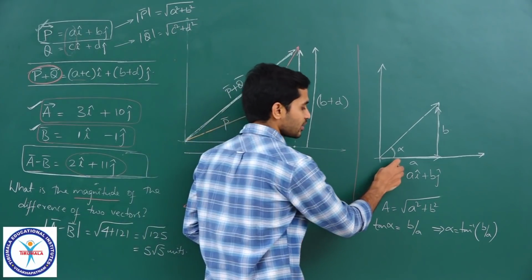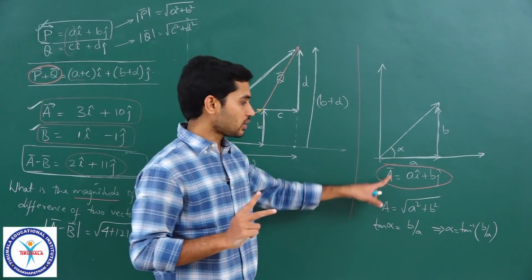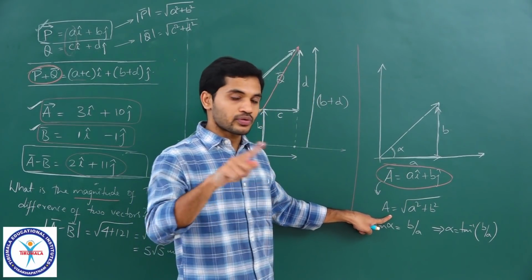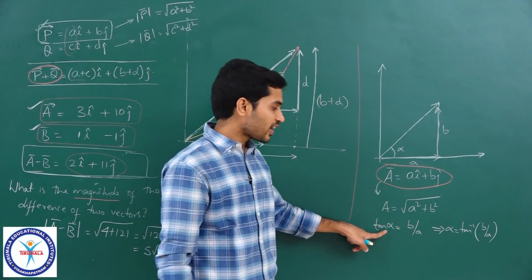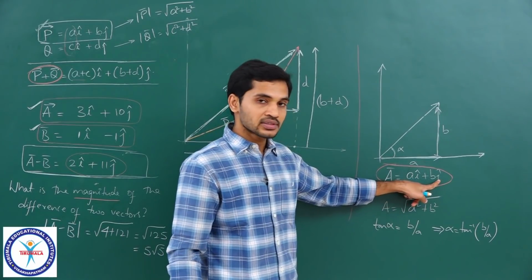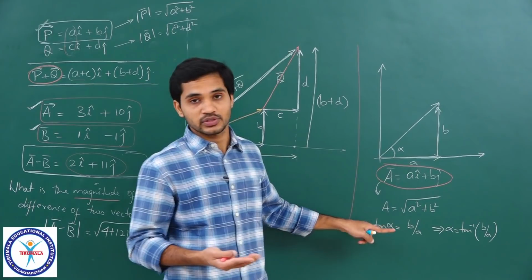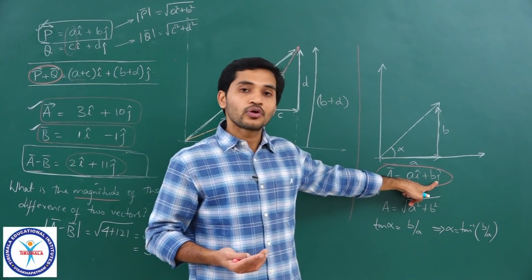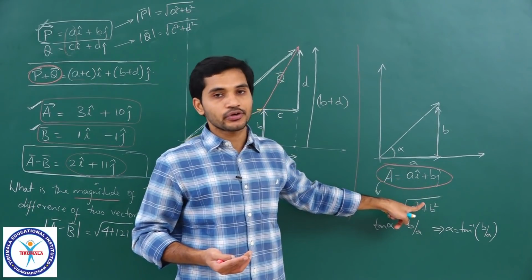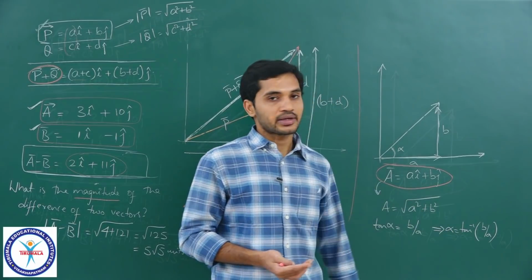If a vector is given to us like this, you can get two pieces of information from that vector. One is its magnitude, root over a square plus b square, and the other one is its angle. How do you find the angle? You can find it by using this expression, tan alpha, which is the angle it makes with the positive x axis, which is equal to the coefficient of j by the coefficient of i. Clear? Whatever you get here, that would be the angle.